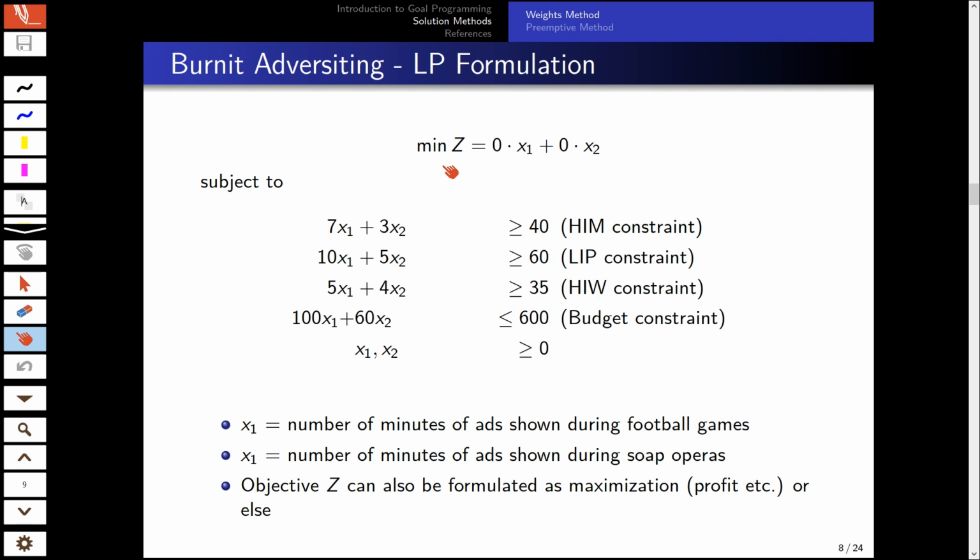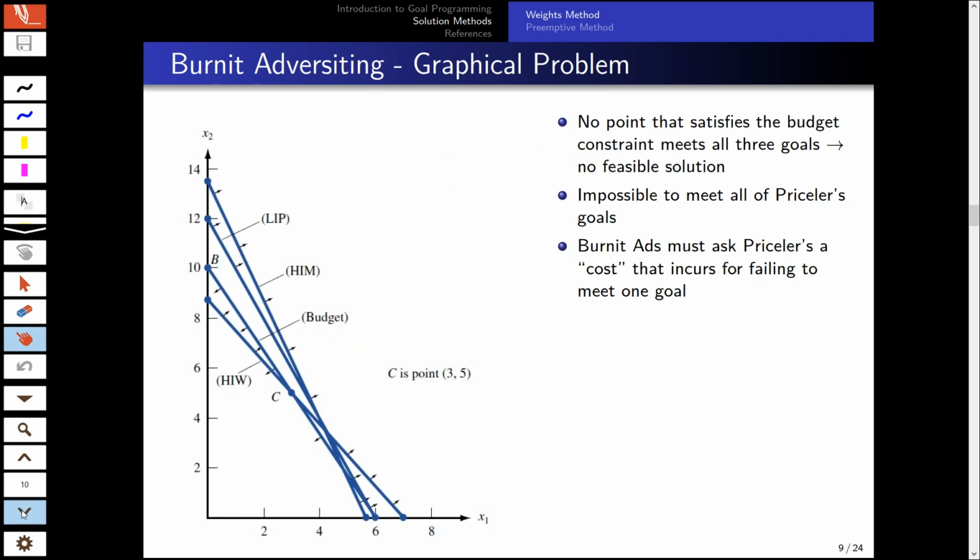By the way, the objective can also be formulated as the maximization of the number of people that we reach with the advertisements. Now we have it here as a cost or budget minimization problem, but it doesn't matter. If we look at the graphical representation of this formulation, we can see that when we look at the budget constraint, we could reach just the goal for the high-income women, because here we have a cross point of these two. But if you look at the others, you will realize that with this budget constraint, we cannot reach as many low-income people or high-income men as this customer would like to. So it's impossible to satisfy his goals fully.